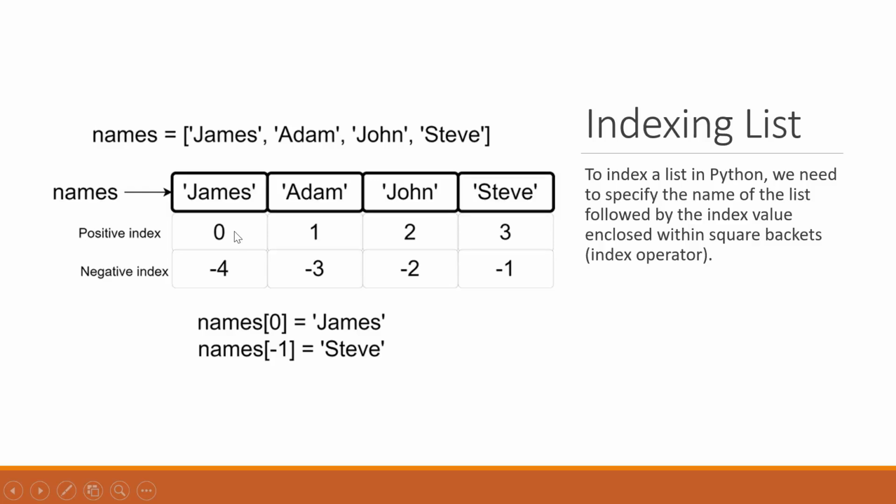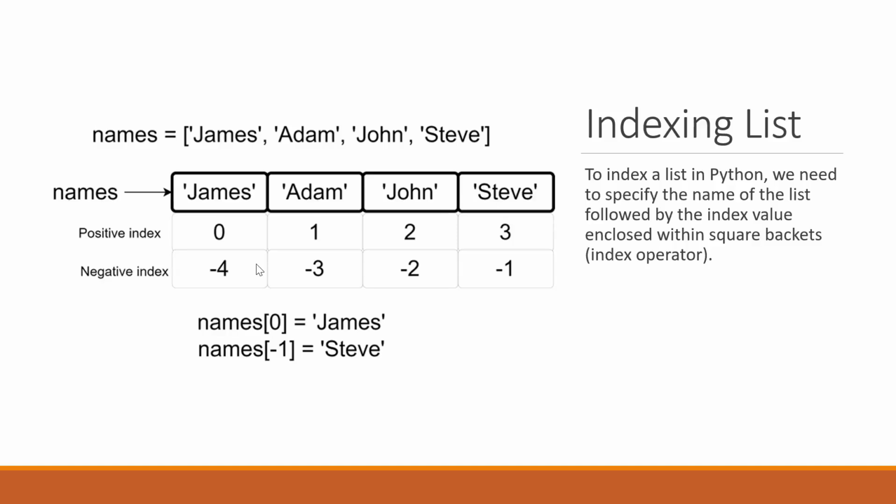So the element James is at index 0, then Adam is at index 1, John is at index 2, and Steve is at index 3. Now if I talk about negative indexes, Steve is at index -1, John is at index -2, Adam is at index -3, and again James is at index -4.